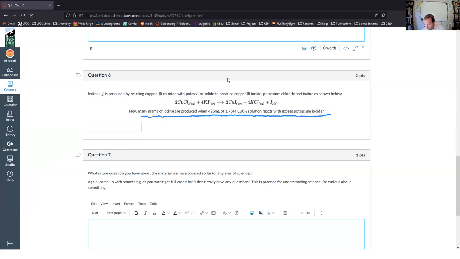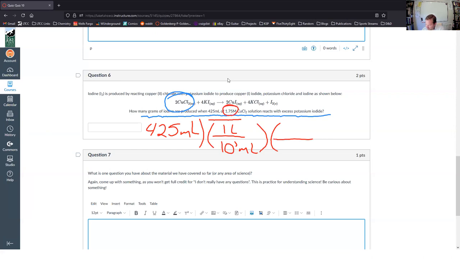So if we were going to do this calculation, the first thing I'm going to do, if I have excess potassium iodide, I know that's not my limiting reactant, so I'm going to figure out how many moles I have of the other one. And if you have a solution and a concentration, then you're going to be using that concentration to get to moles. So 425 milliliters at a certain concentration. Well, remember that capital M means moles per liter. So we're going to start with 425 milliliters, and we're going to convert that to liters. And once we have liters, we can use that concentration to say, okay, well, for every 1 liter of solution, that's 1.75 moles.